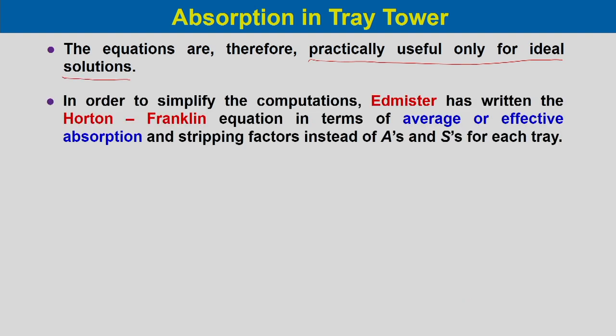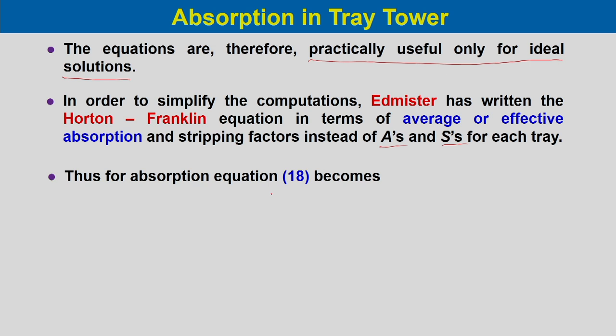Now, in order to simplify the computation, Edmister has written the Kremser-Brown-Souders type equation in terms of the average or effective absorption and stripping factors instead of variable A s and S s. So, absorption factor and stripping factor for each tray. If we use the average absorption factor or stripping factor, then it would simplify the computation.